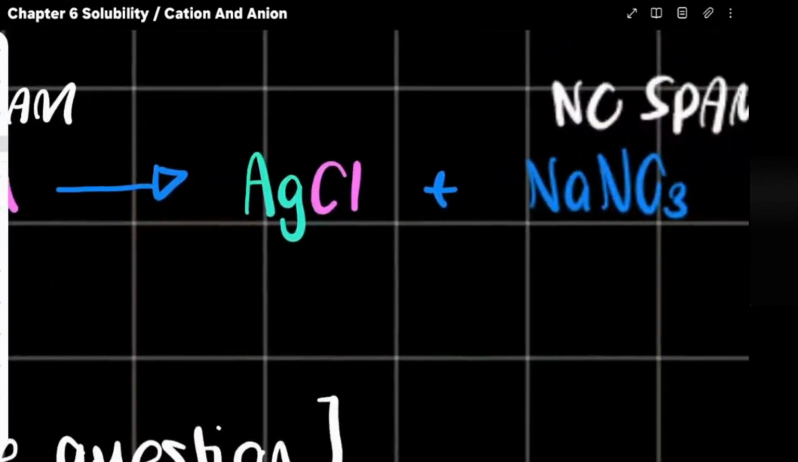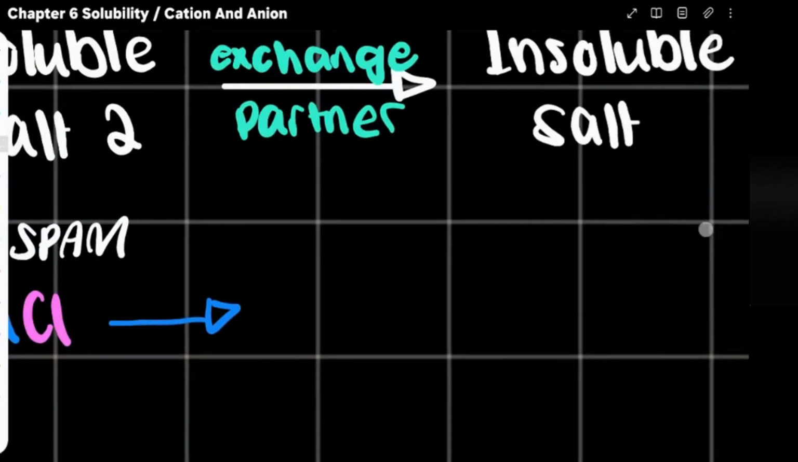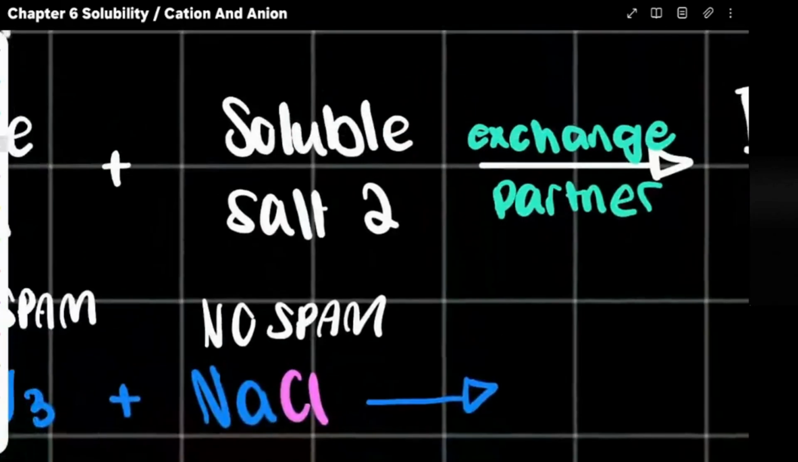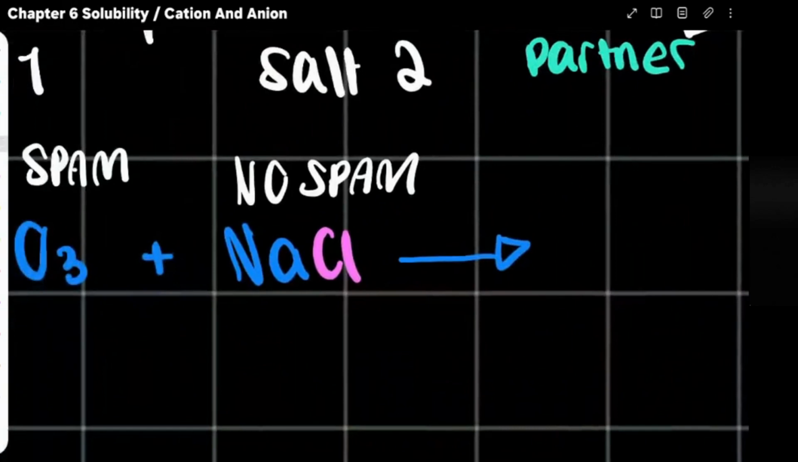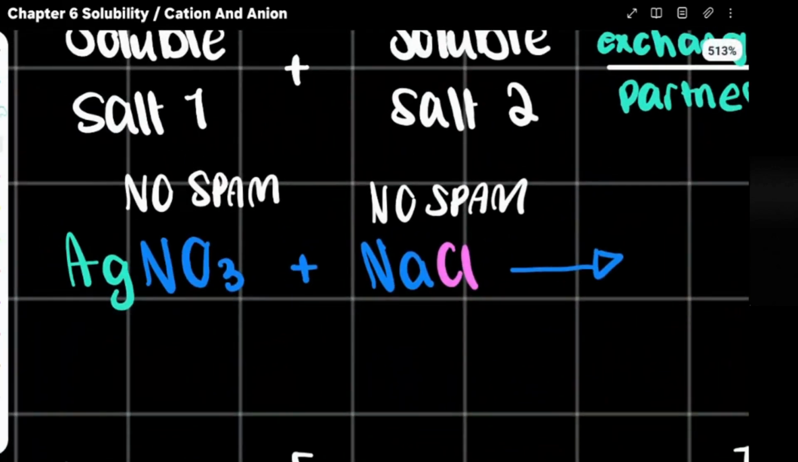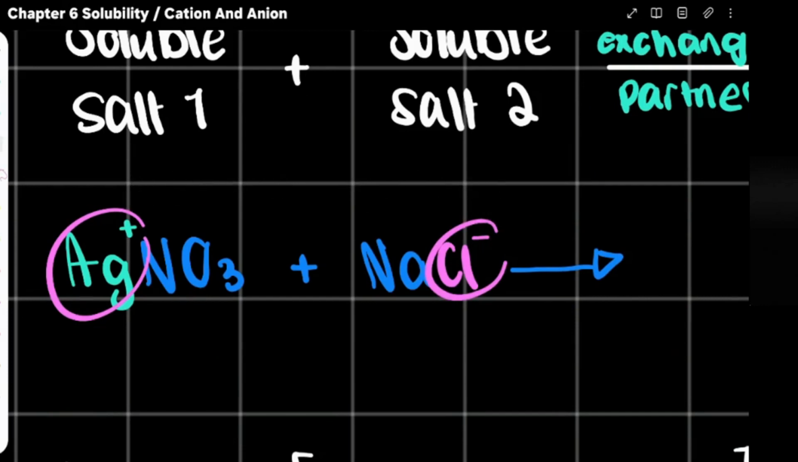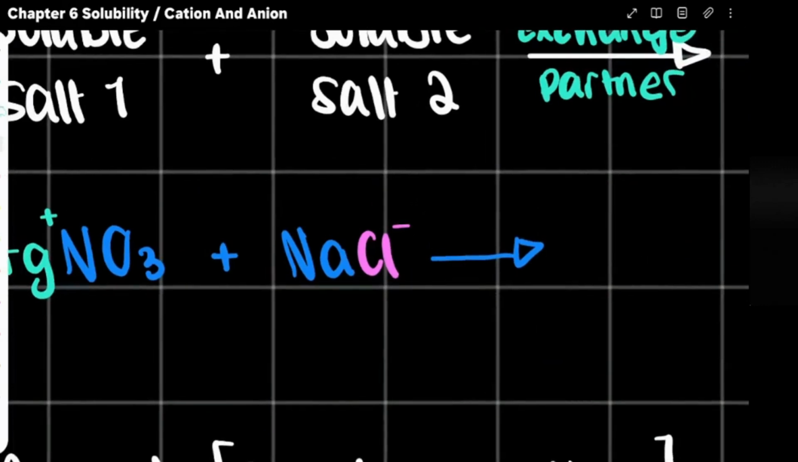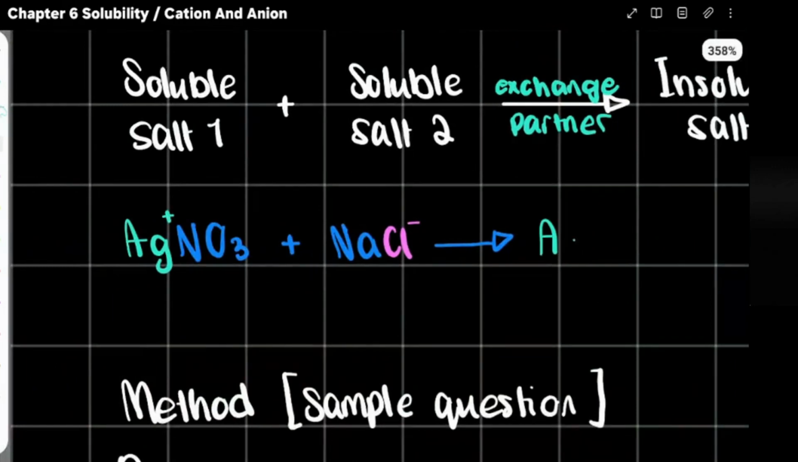Now you're going to see this precipitate. It will exchange partners to produce something. So basically, what it means is you're just going to switch partners. You can see I colored it. So I'm going to switch partners. How do I do that? Basic, simple. Ag from this side will combine with Cl from this side, so it produces AgCl. And then with the leftover, Na combines with NO3.